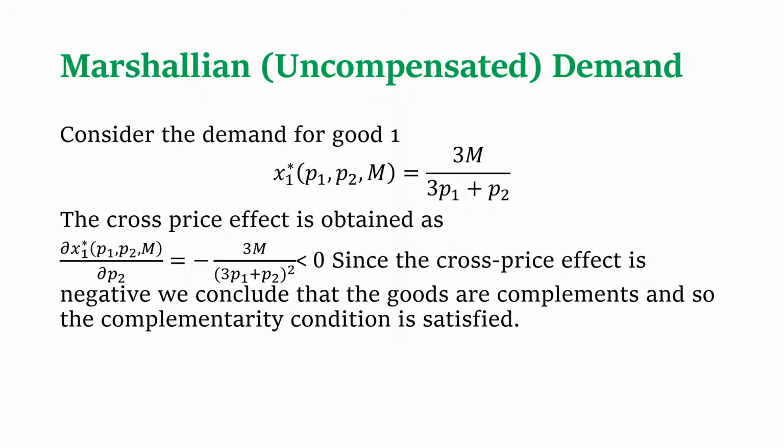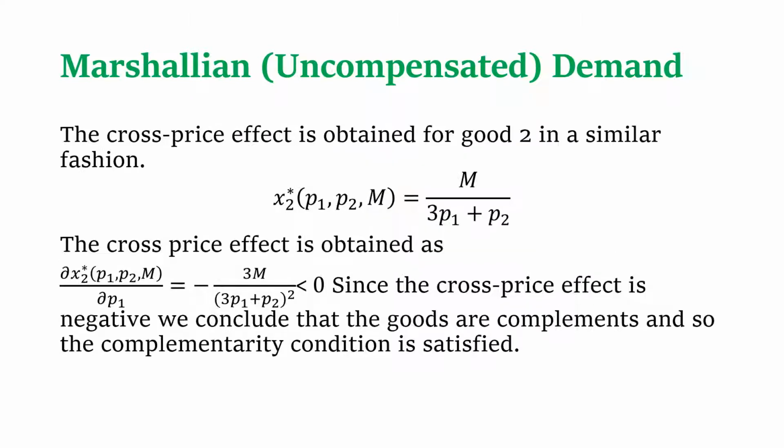Once we use that method, we're going to have minus 3m over (3p1 plus p2) all squared, less than 0. So clearly, you see that this whole term is negative. Because it's negative, it's less than 0. So the cross price effect is negative. We conclude that the goods are complements, and so the complementarity condition is satisfied.